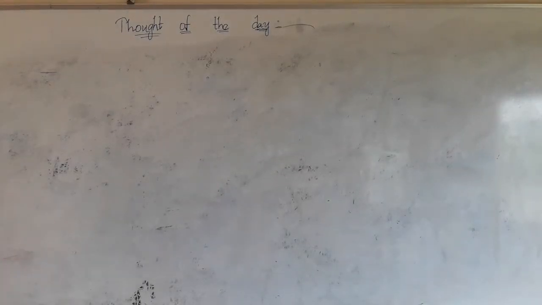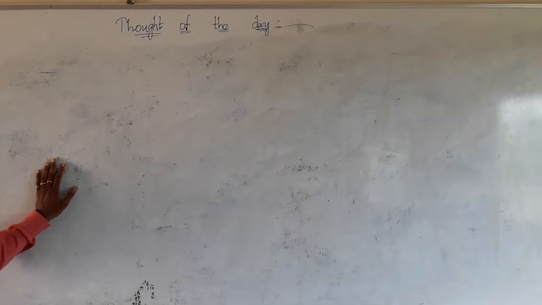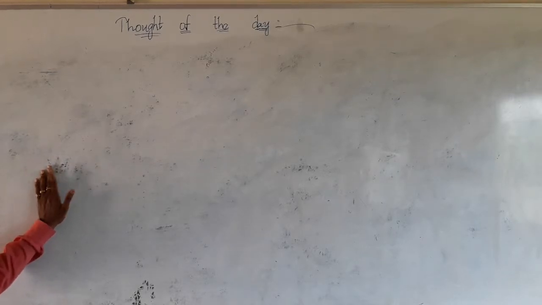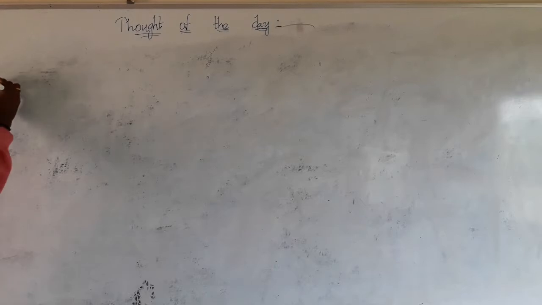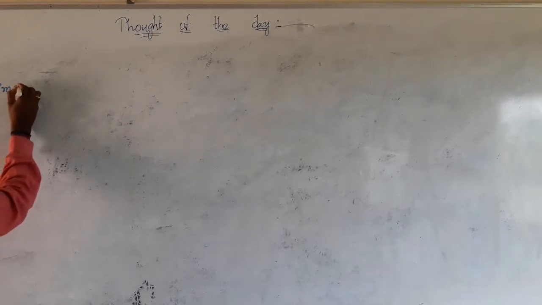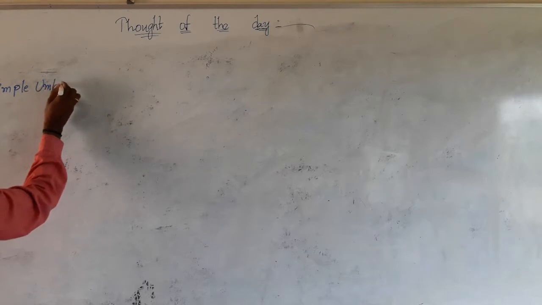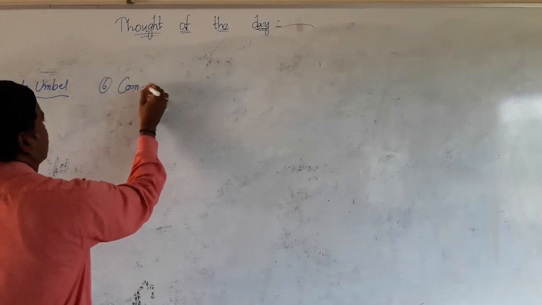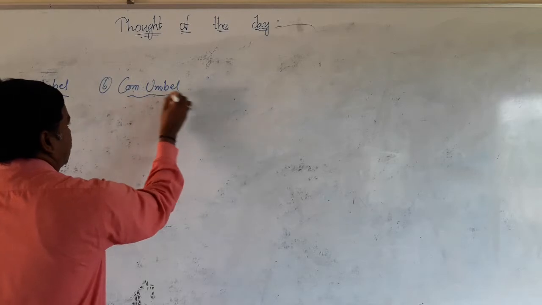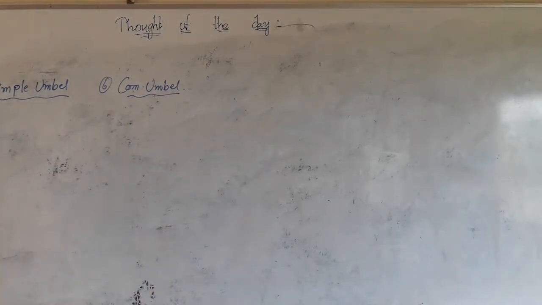Racemose inflorescences with pedicellate flowers are of 6 types. The first 4 inflorescences are already completed: 1 simple raceme, 2 compound raceme, 3 simple corymb, and 4 compound corymb. Now coming to the 5th inflorescence, this is a simple umbel, and the 6th inflorescence is a compound umbel. There are a total of 6 types of racemose inflorescences with pedicellate flowers.